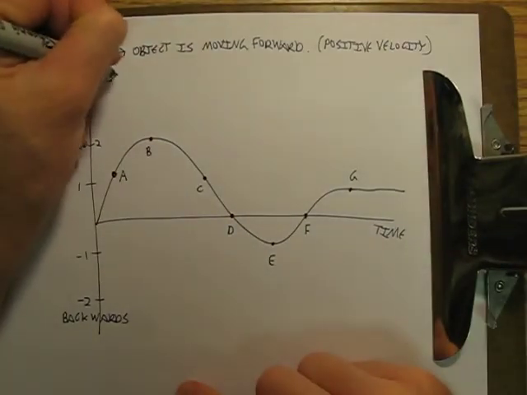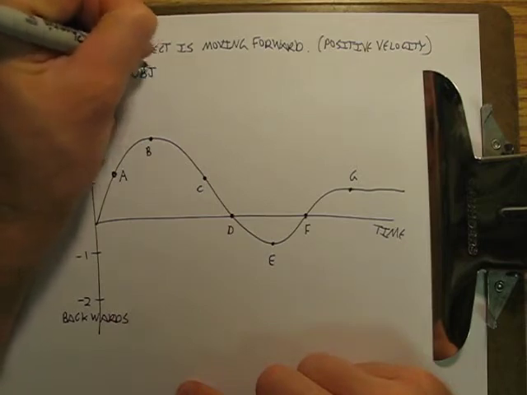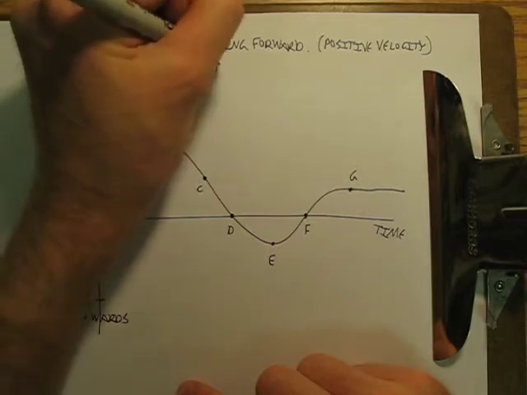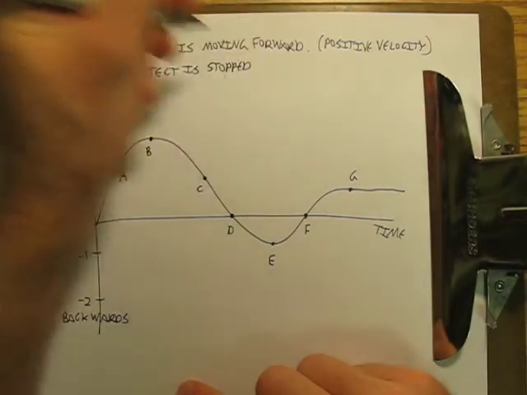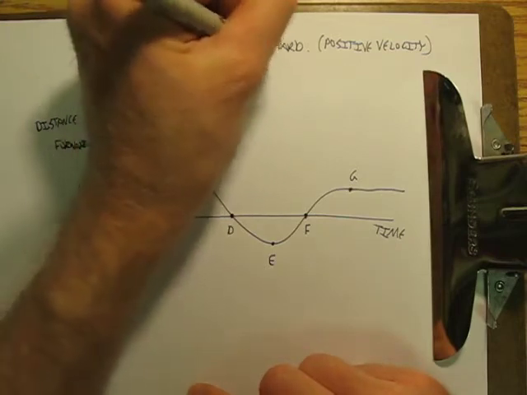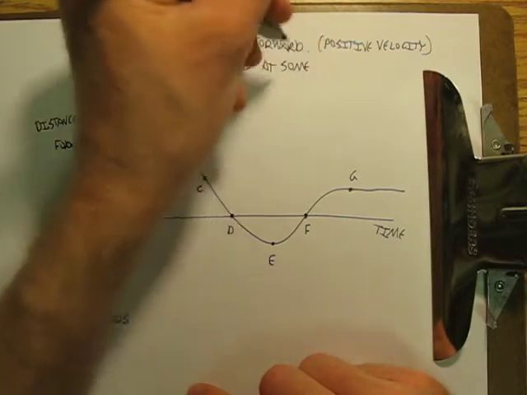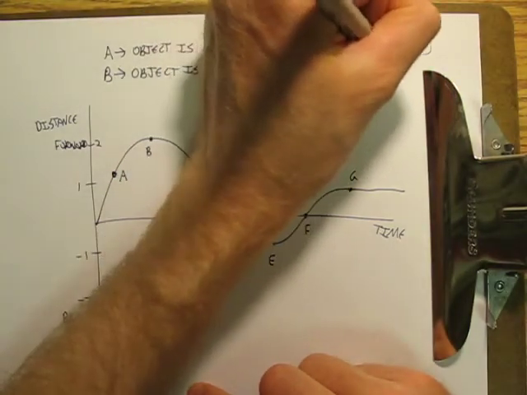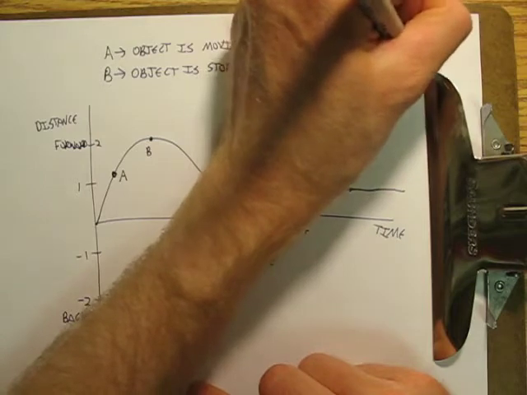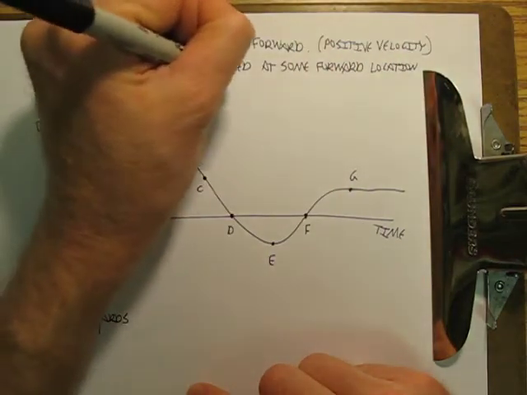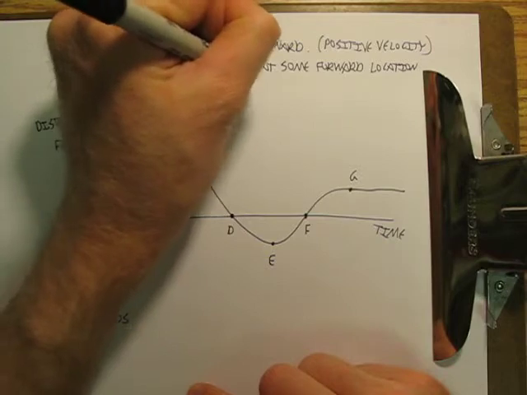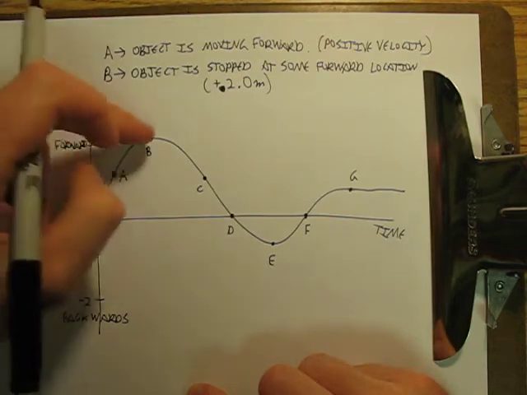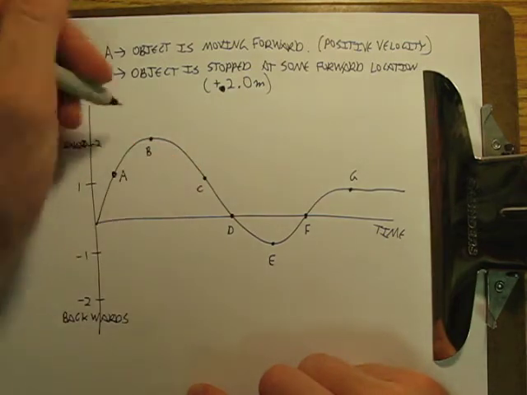Okay, at B, the object is stopped at some forward location. And we'll call that plus 2 meters. Plus 2 meters. The object is stopped at some forward location.